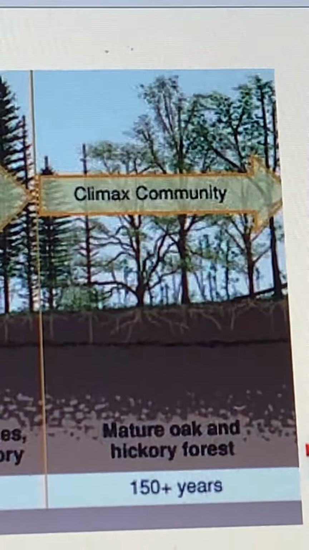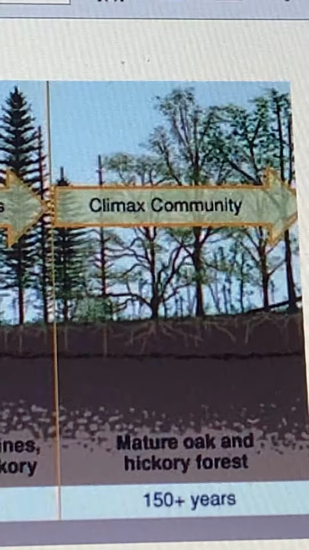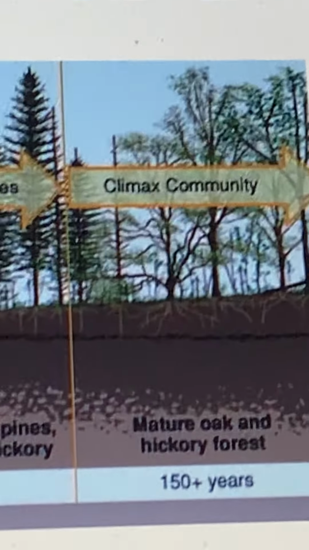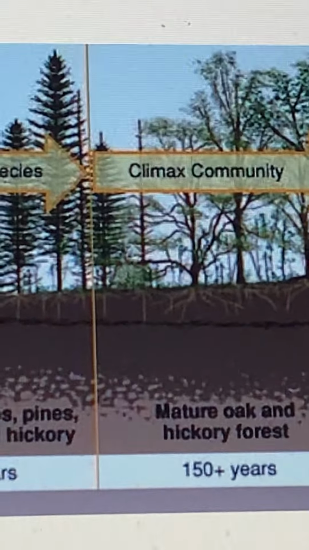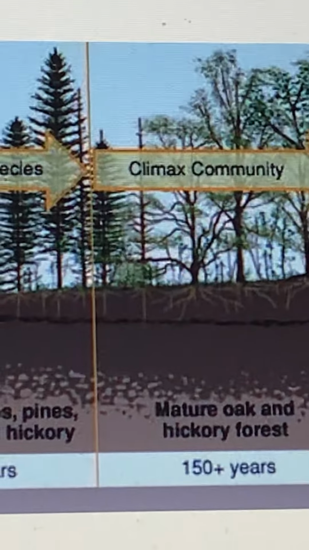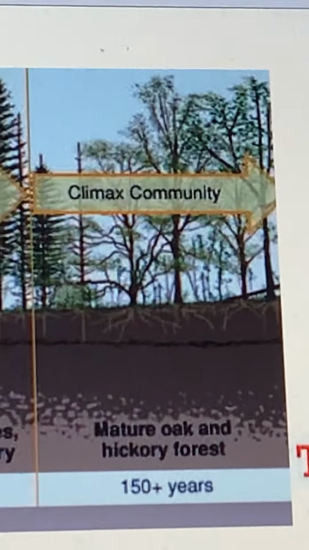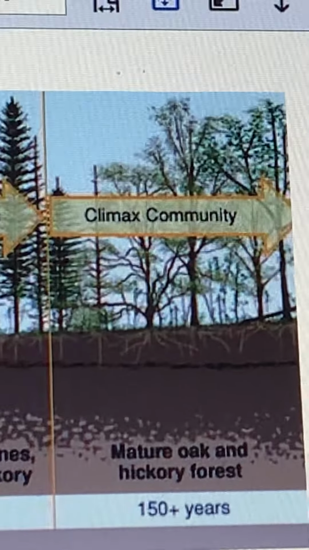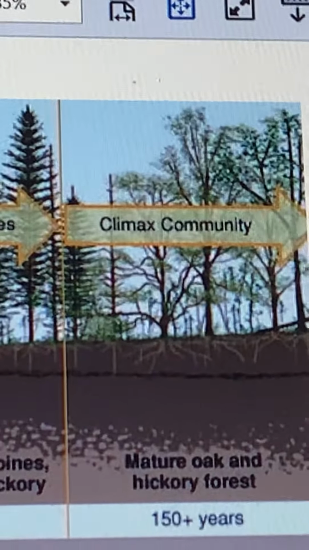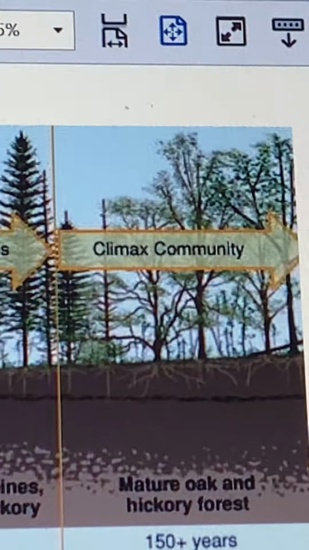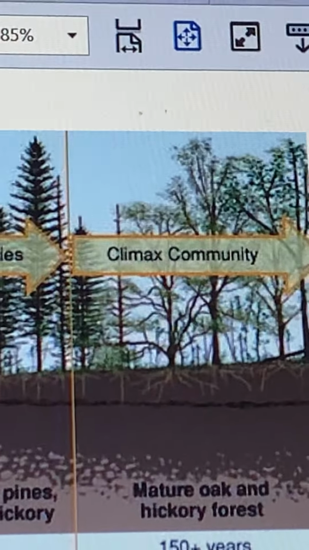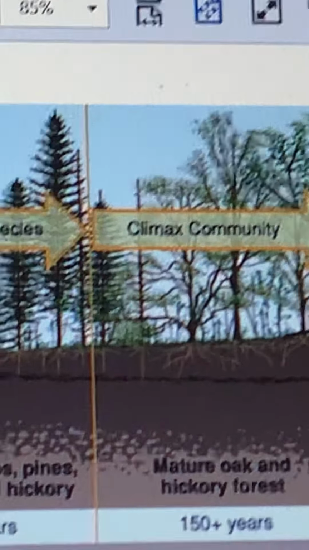And notice that they use that word climax community. Basically, a climax community is one that's just as good as it's ever going to get. There's not going to be bigger trees forever and ever. Some trees only get as big as they get. And eventually another catastrophic event will come through and cause it to go through secondary succession again.